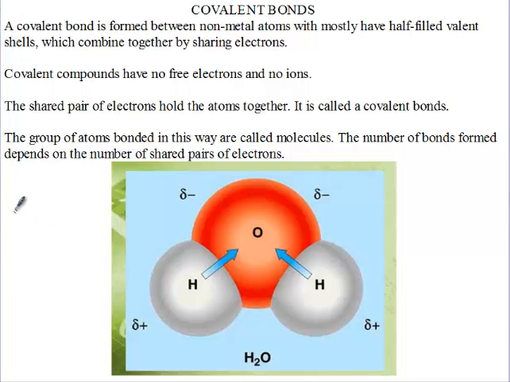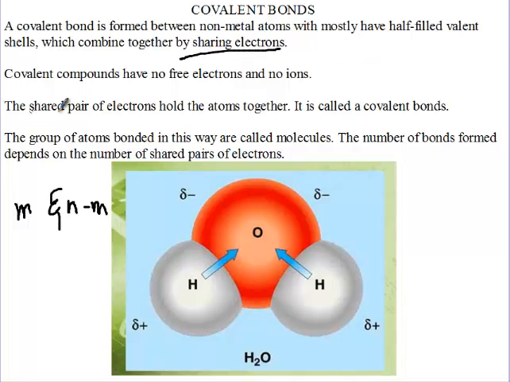Now, an ionic bond is formed between a metal and a non-metal. A covalent bond is formed between two or more non-metals. An ionic bond happens when an atom transfers an electron to another atom. A covalent bond happens when two elements share electrons.